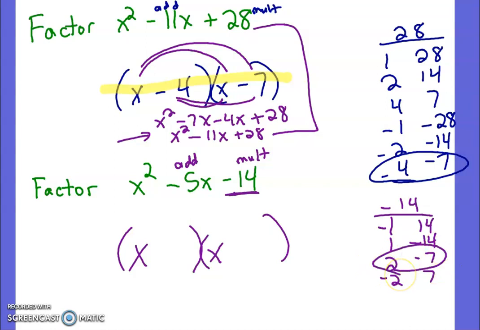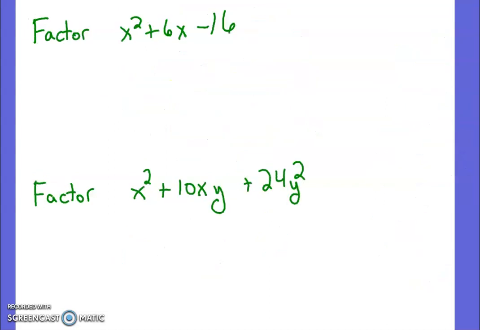And it's this guy right here. So positive 2 and negative 7. Notice, don't make the mistake of writing negative 2 and positive 7. You have to make sure you put the correct signs as well to be able to do that. And again, you can check it by foiling, using the distributive property.